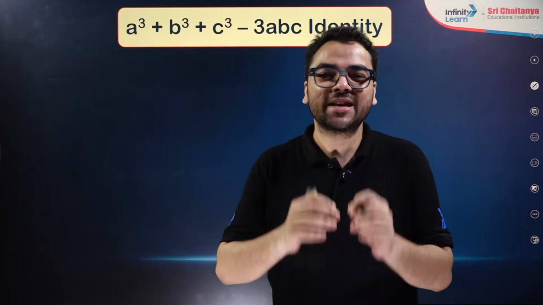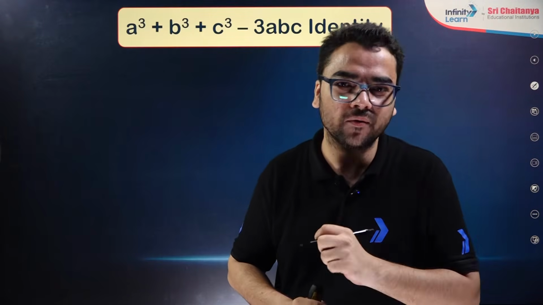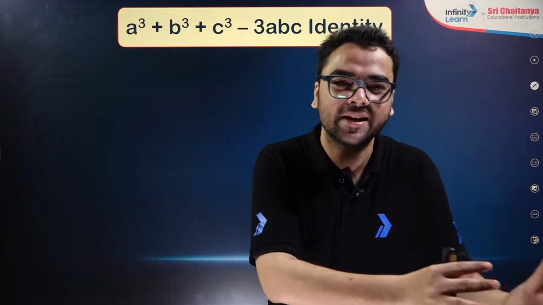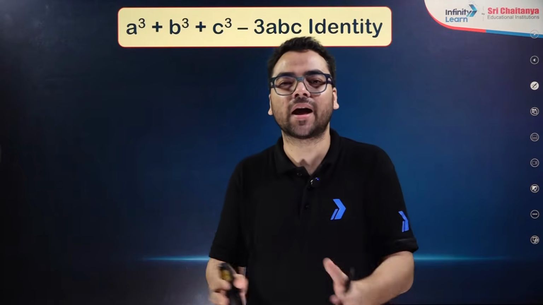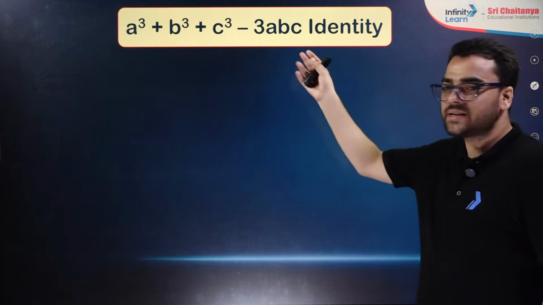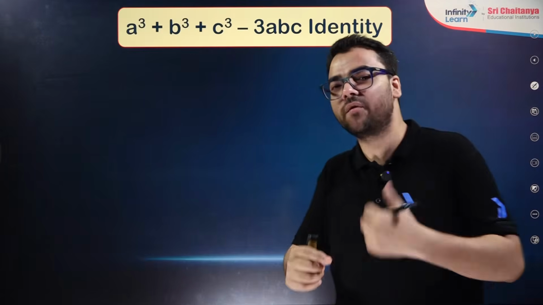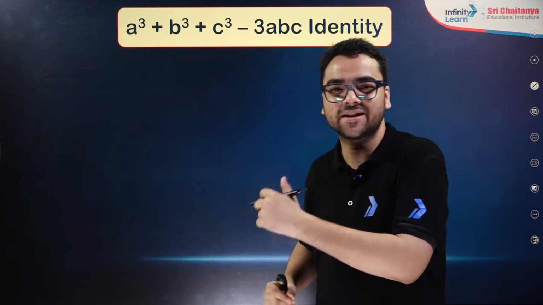Everybody. So in this video, we are going to discuss a very important algebraic identity from an Olympiad point of view. That is, the biggest algebraic identity in high school: the a cube plus b cube plus c cube minus 3abc identity, right? So what is this identity? Let us prove it directly and then we'll go to the result.